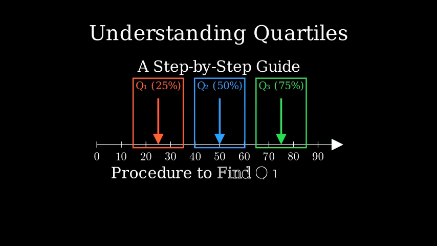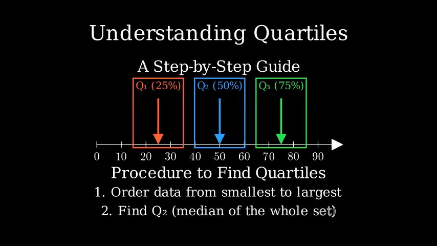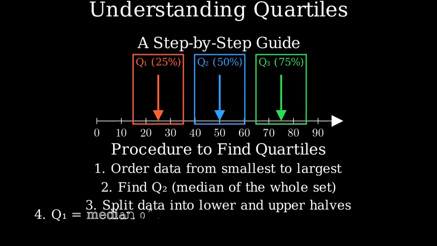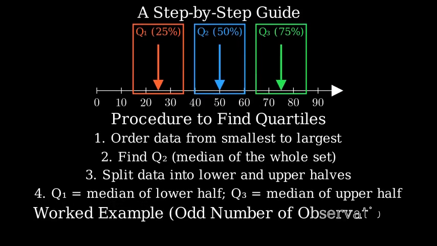Now, let's go through the procedure for finding quartiles. Step 1. Order the data from smallest to largest. Step 2. Find Q2, which is the median of the whole data set. Step 3. Split the data into a lower half, values below Q2, and an upper half, values above Q2. Step 4. Find Q1 as the median of the lower half, and Q3 as the median of the upper half. Let's work through an example together.